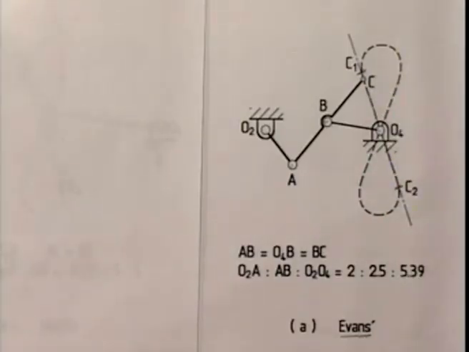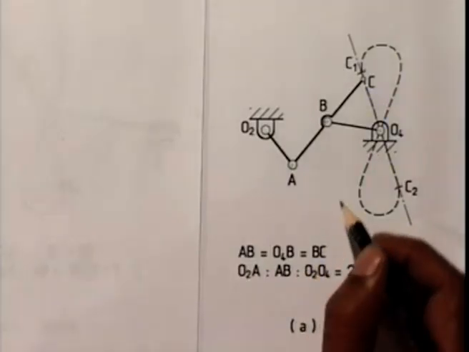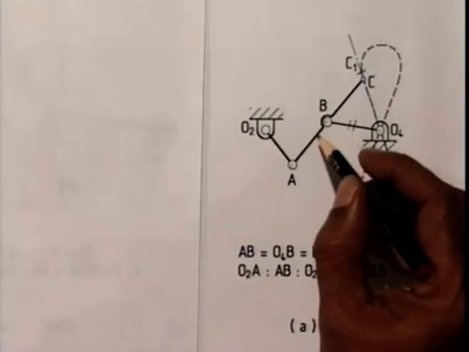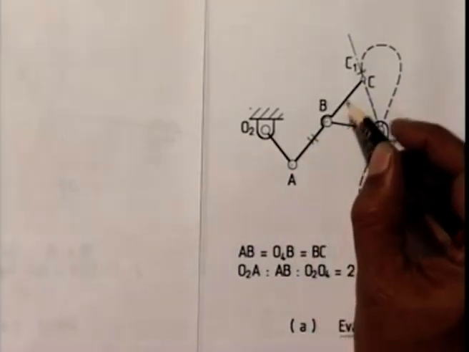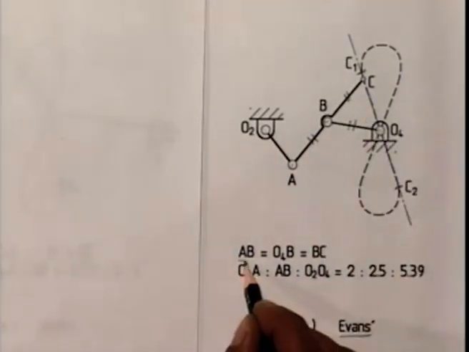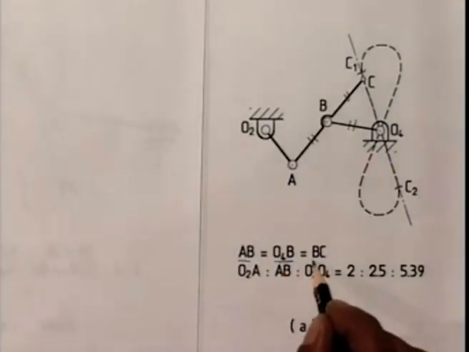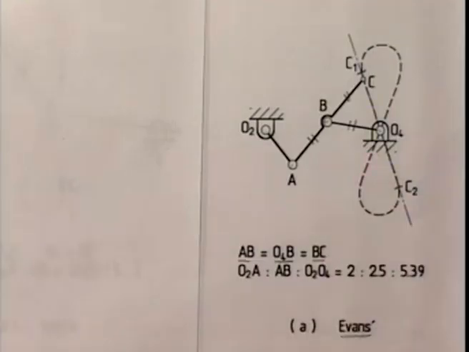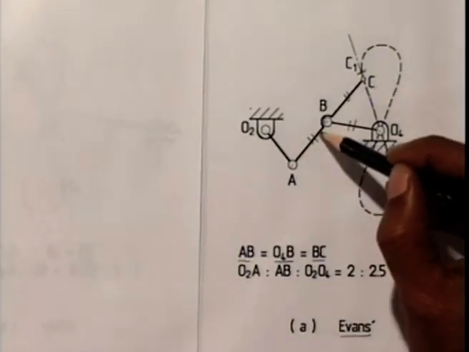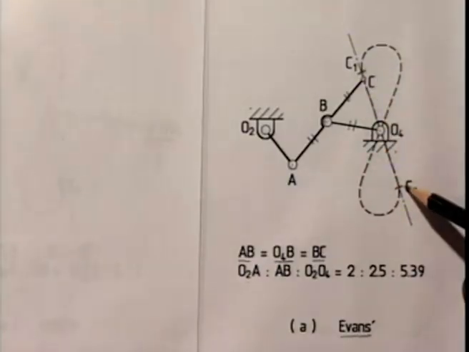As we see in this mechanism, O4B is equal to AB is equal to BC. AB is same as O4B, the link length is also equal to BC. And the other link lengths are in the following ratios. O2A is to AB is to O2O4 is 2 is to 2.5 is to 5.39. If we take these link lengths, then this point C on the extension of the coupler AB will generate an approximate straight line. This is known as Evans approximate straight line mechanism.